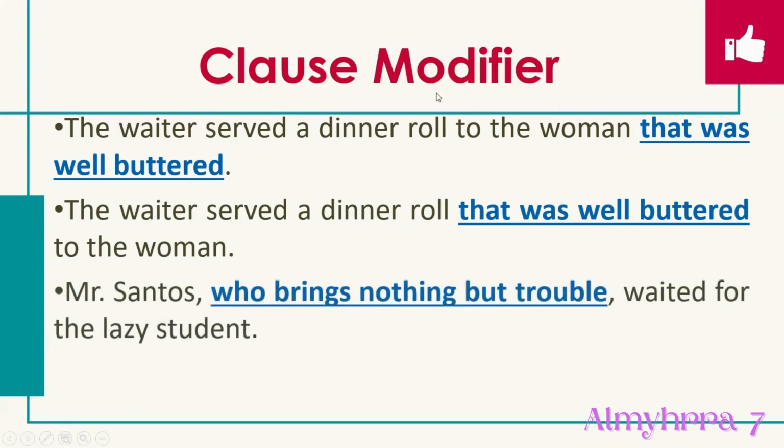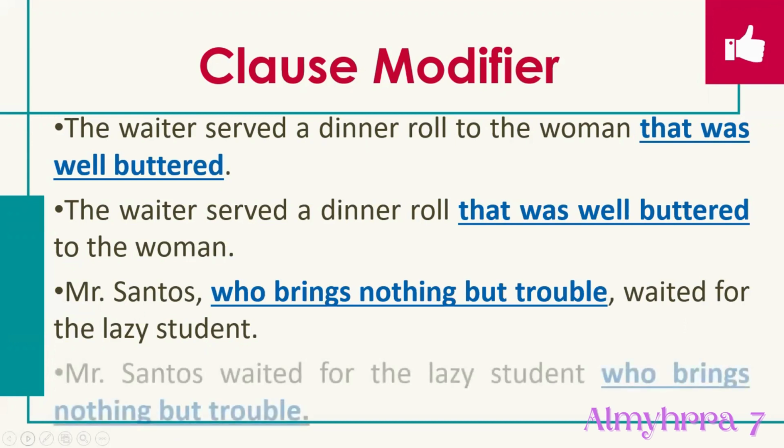Mr. Santos, who brings nothing but trouble, waited for the lazy student. Here, it's the other way around. It was not Mr. Santos as the teacher who brings nothing but trouble, but actually the student. Here, this is also misplaced. So how can we correct it? It should be placed beside the word it modifies, which is student. Mr. Santos waited for the lazy student who brings nothing but trouble.